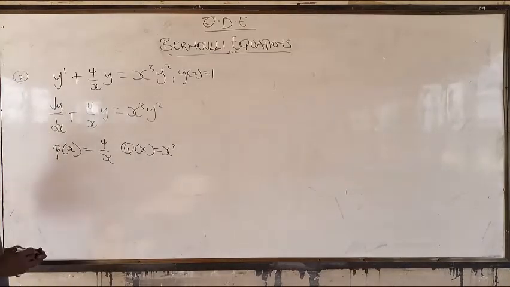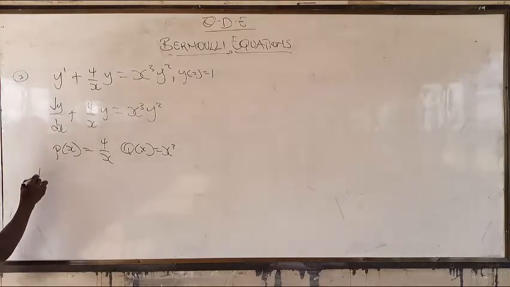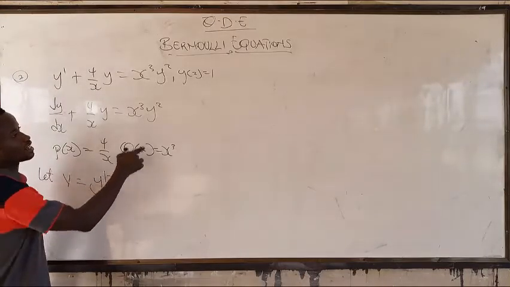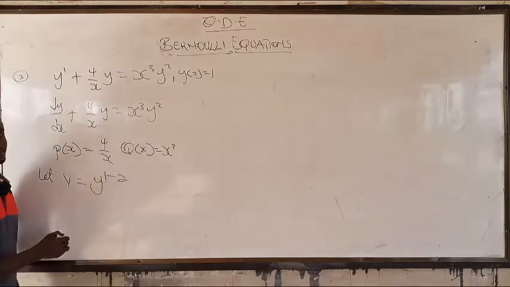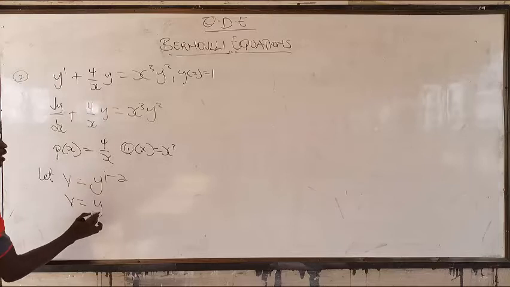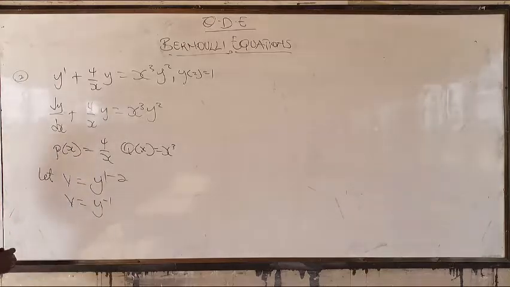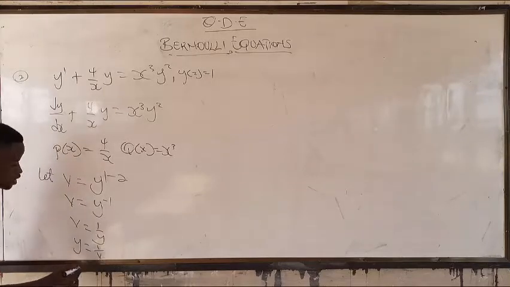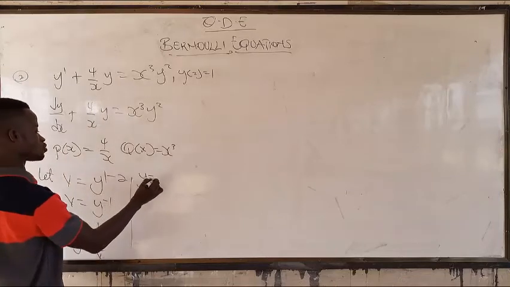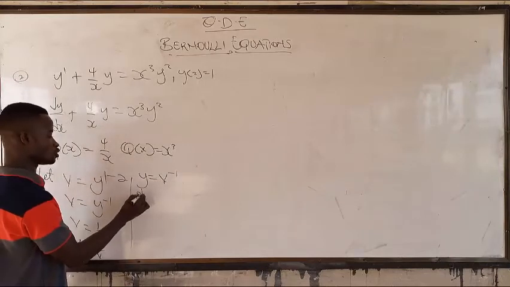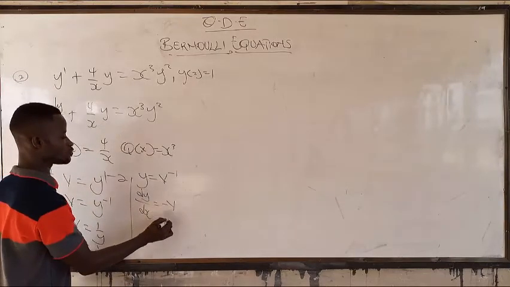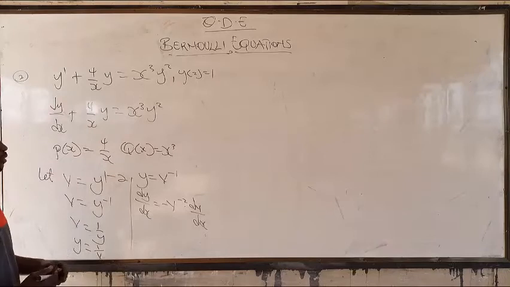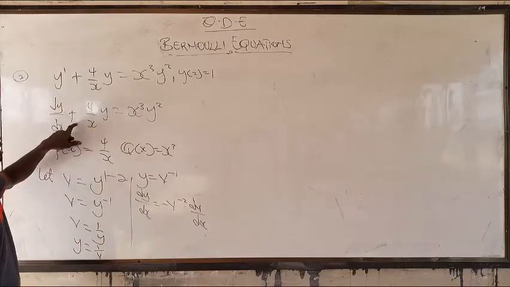Then we go to let V become y to the power 1 minus n. And the n here is 2. So we get V to become y to the negative 1, which is 1 over y, so y is equal to 1 over V. So we get y to become V raised to negative 1, so dy/ds is equal to negative V to the negative 2, dV/ds. Yes. So we go and do substitution of this and this into the standard form.